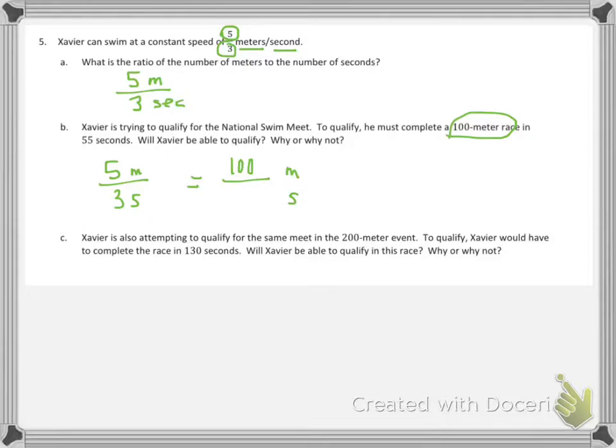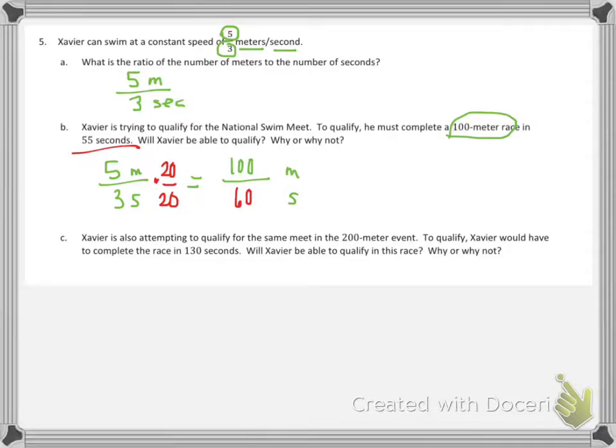Now I look for my constant. 5 times something is 100. Well, 5 times 20 is 100. So 3 times 20 will be my number of seconds. 3 times 20 is 60. Xavier can swim 100 meters in 60 seconds. Will he qualify? No, because he has to have it done in 55 seconds.